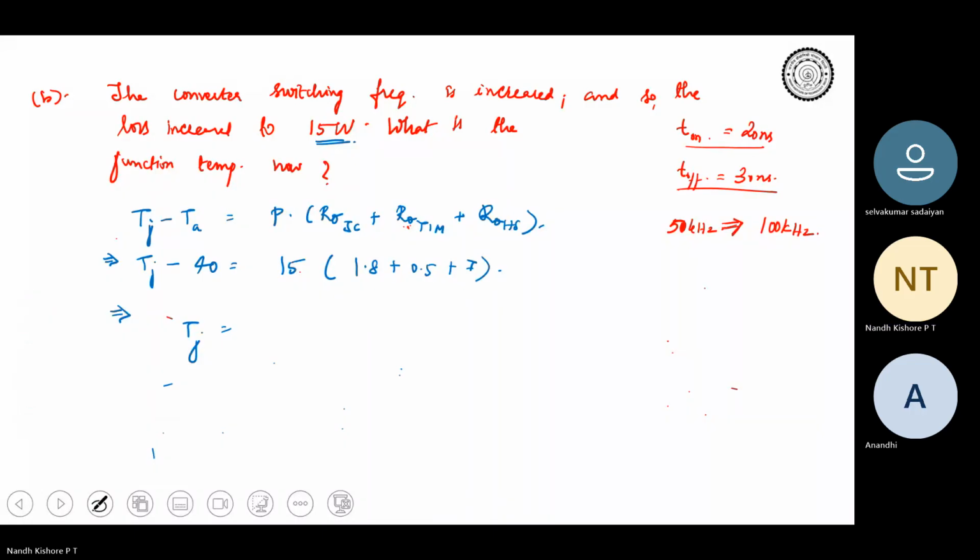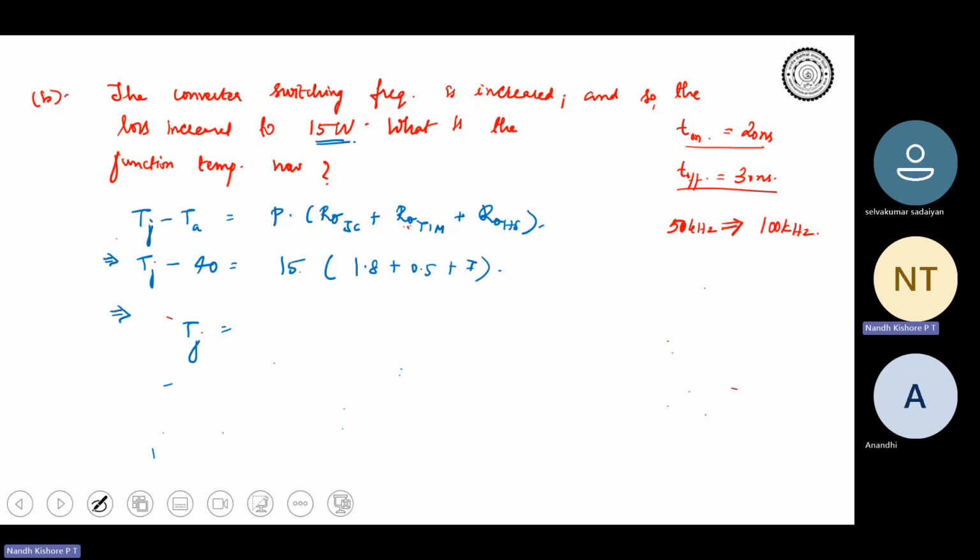This power loss is only increased from 11.83 to 15 watts. It is not in addition to 11.83. Power loss is increased to 15 watts. It is not increased by 15 watts. Okay, I understood it mistakenly. No worries. So now we have increased the power loss to 15 watts.